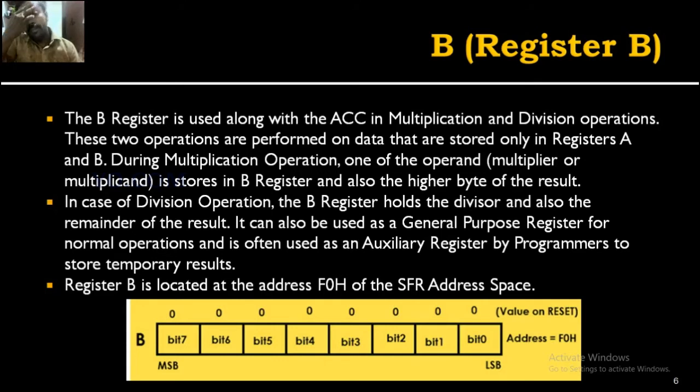For example, if you perform multiplication of two 8-bit numbers, the result will be a 16-bit number, but the accumulator can hold only an 8-bit number. So the accumulator stores the lower 8 bits and the B register stores the higher 8 bits. Totally we can store the 16-bit result of multiplication in the A and B registers respectively. In a similar way we can do the division operation also. So this is the B register.